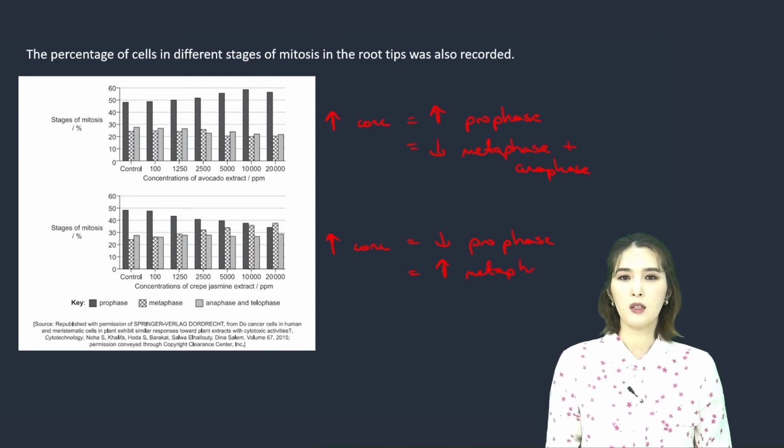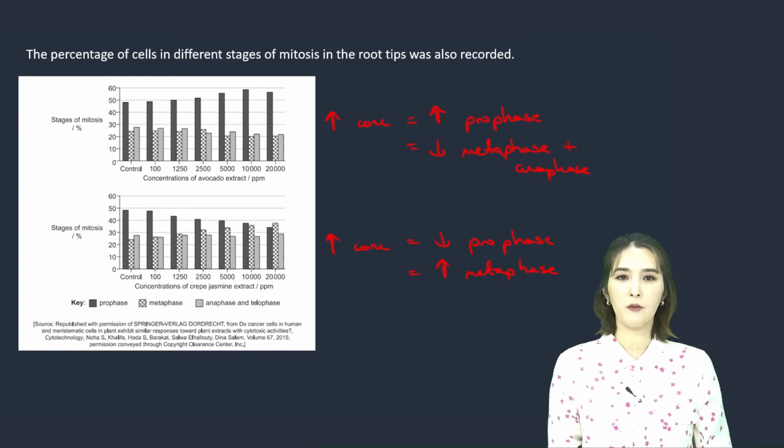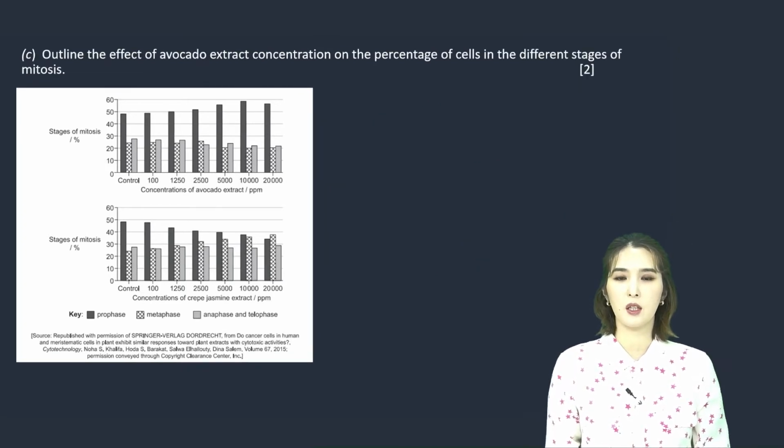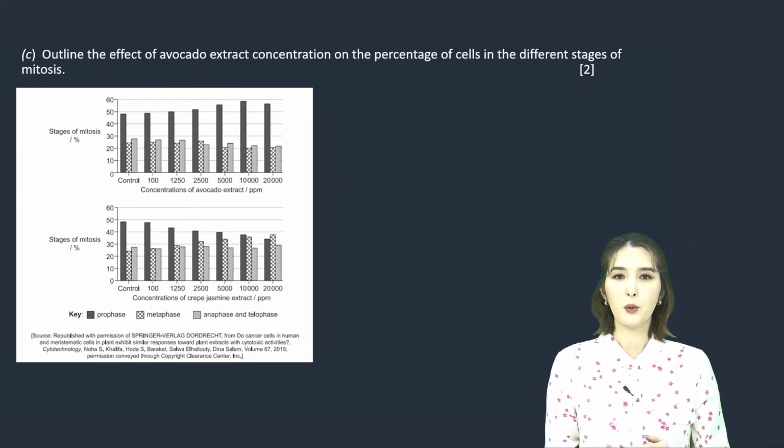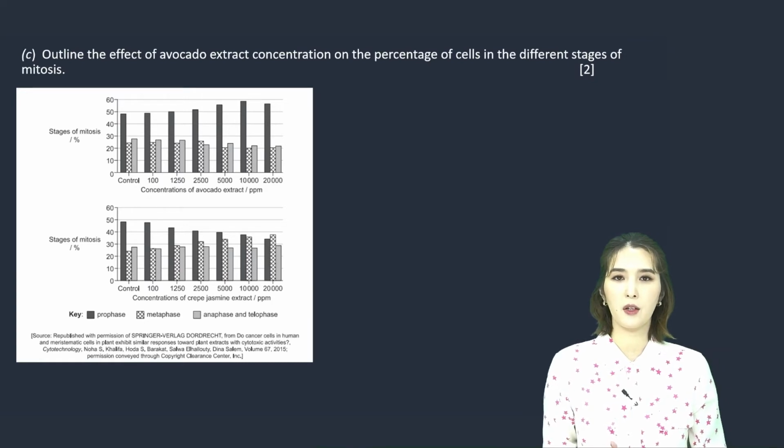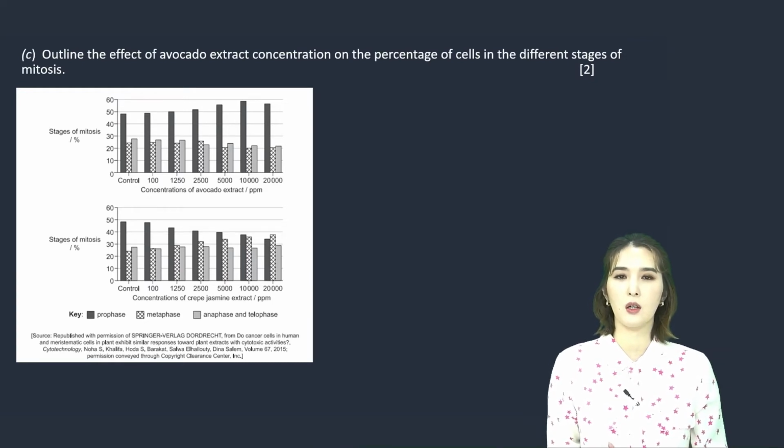Now, the differences in the number of cells in anaphase to telophase is insignificant for the set of data for crepe jasmine. For C, they want us to discuss the effect of avocado extract concentration on the percentage of cells in the different stages of mitosis.